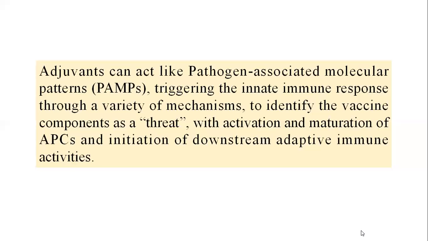Then only the innate immune cells responsible for innate immunity will come and play and will induce the T cells as well as the B cells for the production of antibody. So the body should recognize the adjuvant, the vaccine as a whole, as a threat to our body, and then activate and mature the antigen presenting cells. Now the antigen presenting cells will take up both the adjuvant and the antigen and will initiate the downstream adaptive immune response. So this is how the adjuvants are functioning and boosting our immunity. That's all.